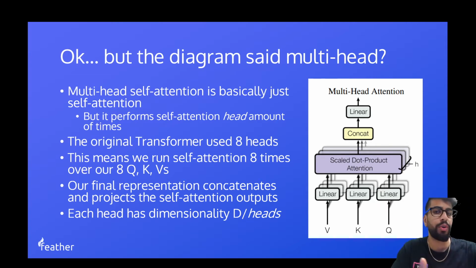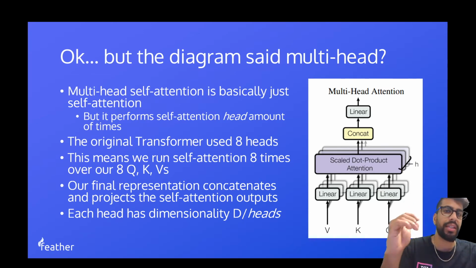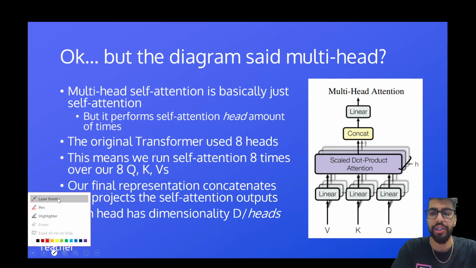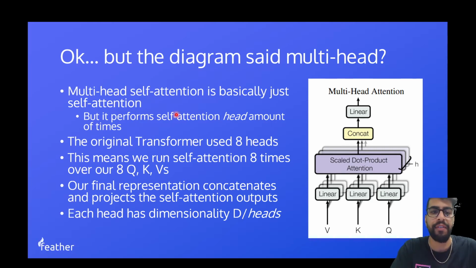The original transformer used 8 heads, which meant that we run self-attention 8 times over 8 different Qs, 8 different Ks, and 8 different Vs. Our final representation comes from the concatenation and projection of the individual self-attention outputs. So let's look at this individually, okay?